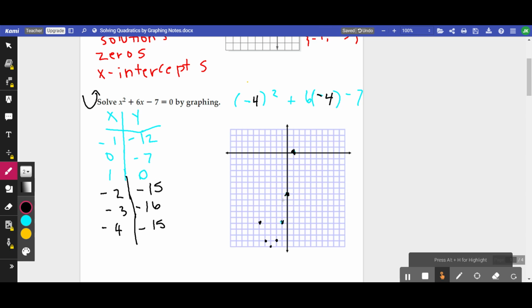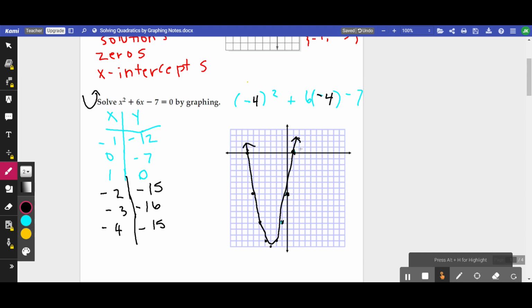So 1, 2, 3, 4, 5. So up 5, out 1. So your next point would be here. And then you can get your last point. So it's up to here and then out 1 from there. So that means your last point would be here. And then you can connect these then for your parabola. So your graph would look something like this then.